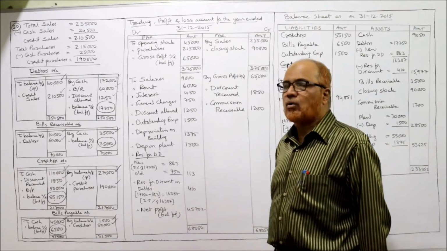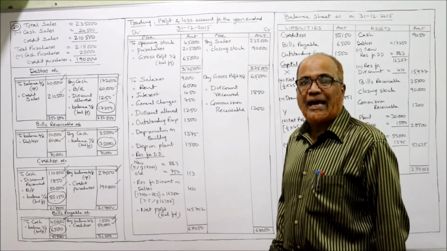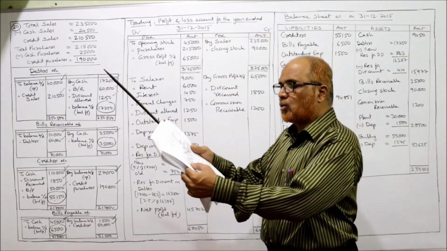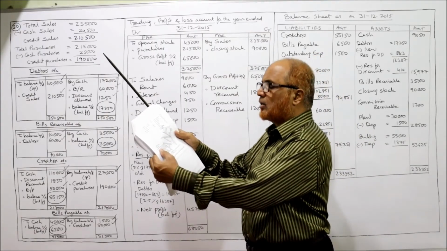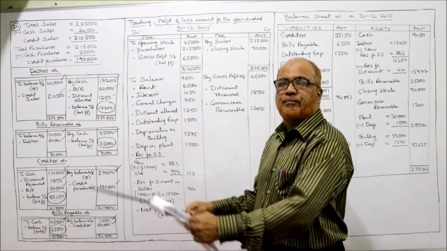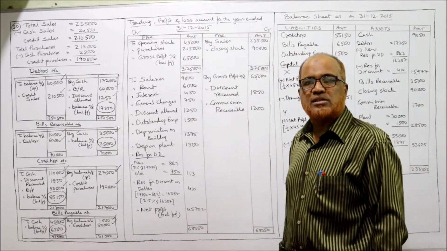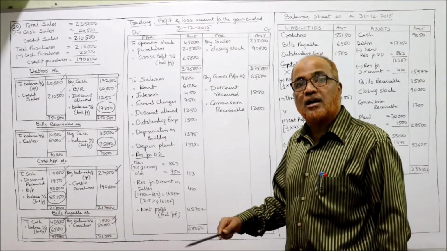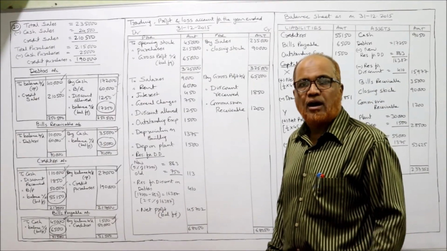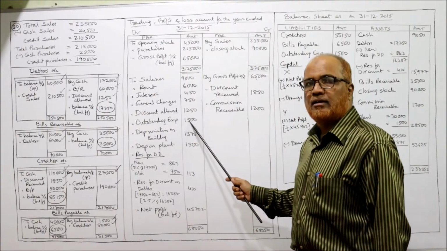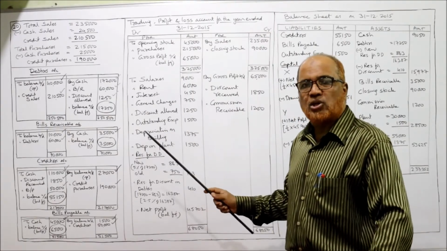Then apart from that, discount allowed. Discount allowed to customers, debtors. How much of the discount allowed to debtors? Here it is given. Discount allowed to customers 1,250. So 1,250 discount allowed. Outstanding expenses. Some expenses are due but not paid. How much is the owing outstanding expenses? 1,500. Over all expenses, losses we have taken.